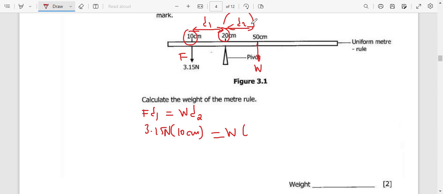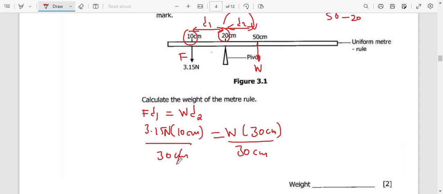So this is moving from 20 to 50. What will be the distance? So that is going to be 50 minus 20. That is going to give us 30. Remember, this is in centimeters. To remain with W, we are going to divide both sides by 30 centimeters. The centimeter and the centimeter is going to cancel out.